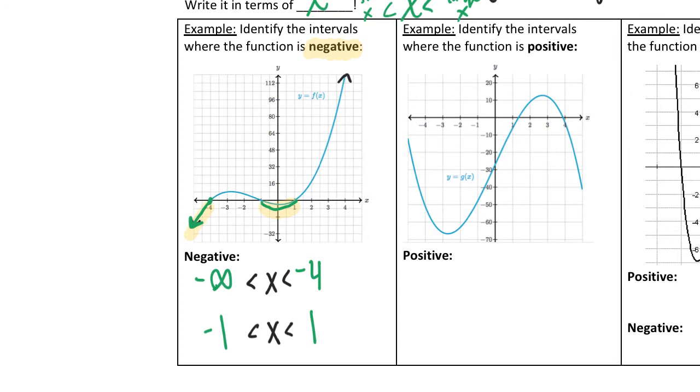Let's try it out for the positive region of the graph in example number 2. Positive means above the x-axis. So the only portion that we can see above the x-axis is that portion of the graph that I just highlighted in pink.